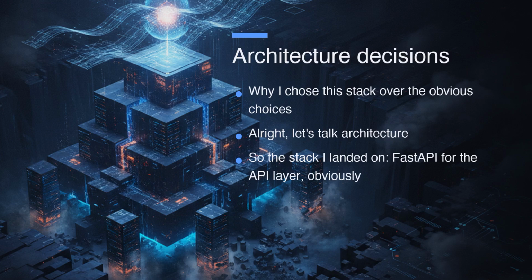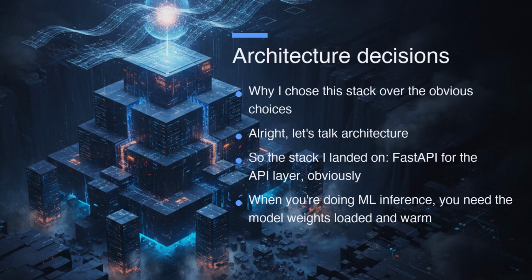The controversial choice here wasn't using Lambda or Cloud Functions for the API. The cold start problem isn't just about latency, it's about consistency. When you're doing ML inference, you need the model weights loaded and warm. A cold start means you're waiting for a multi-gigabyte model to load from storage. That's not milliseconds, that's seconds. Sometimes double-digit seconds. For my use case, that was disqualifying. So instead, I went with persistent containers that stay warm, auto-scaling based on actual request patterns rather than reactive scaling. The trade-off is you're paying for idle capacity, but we'll talk about how I minimize that later.